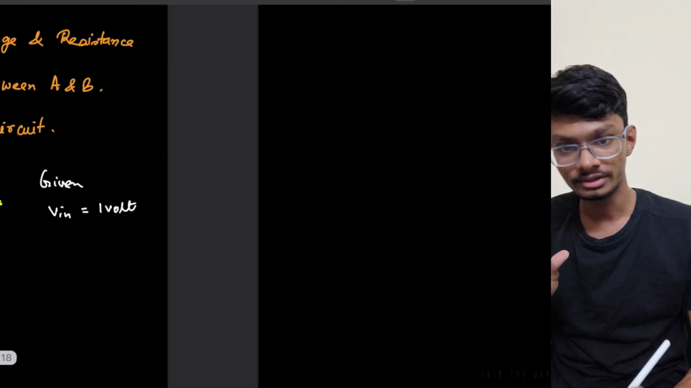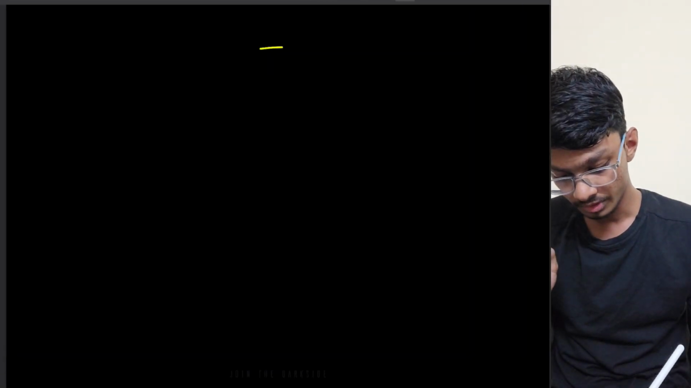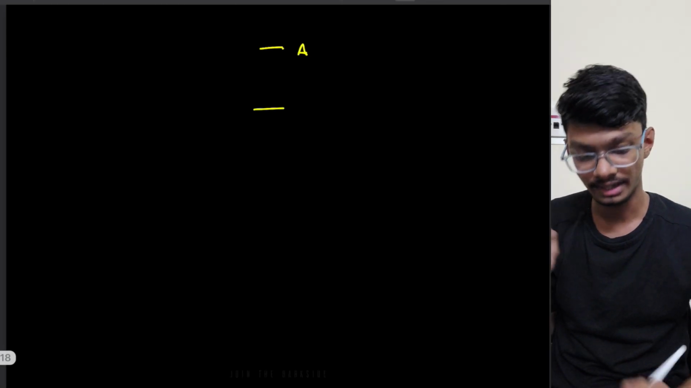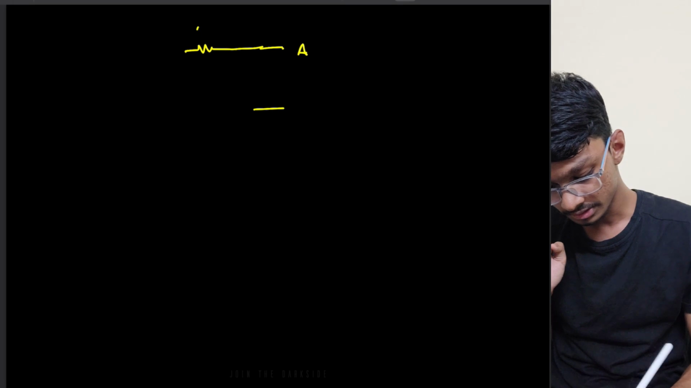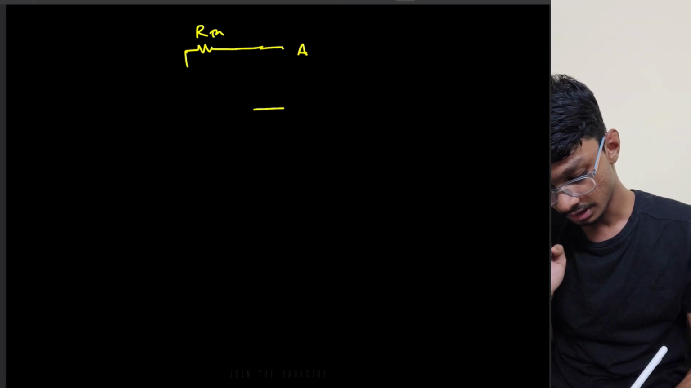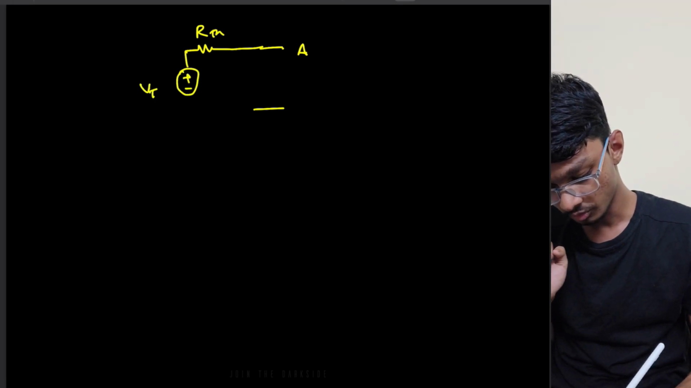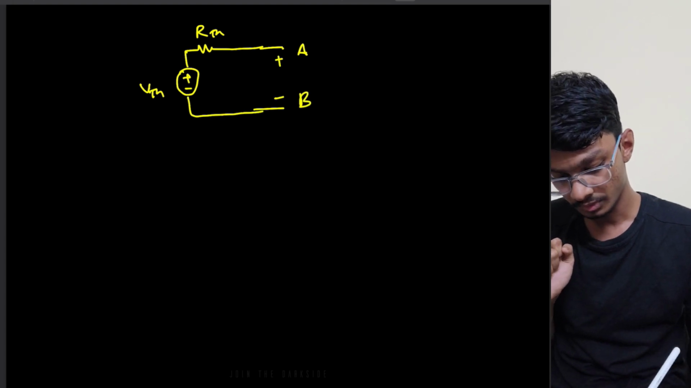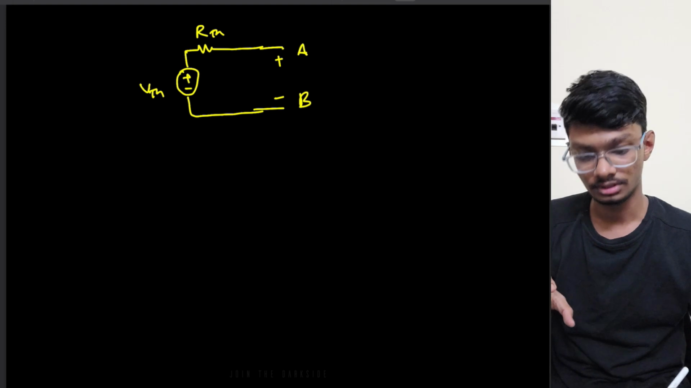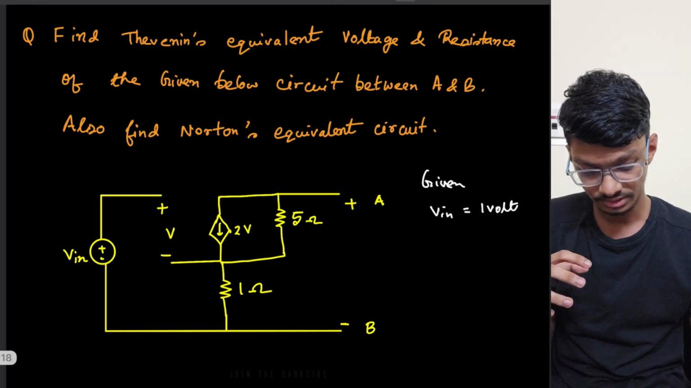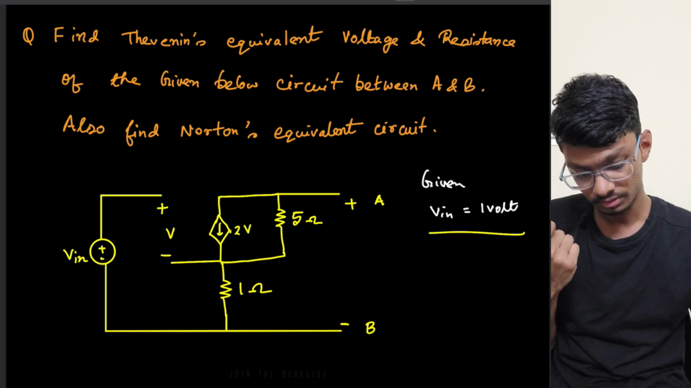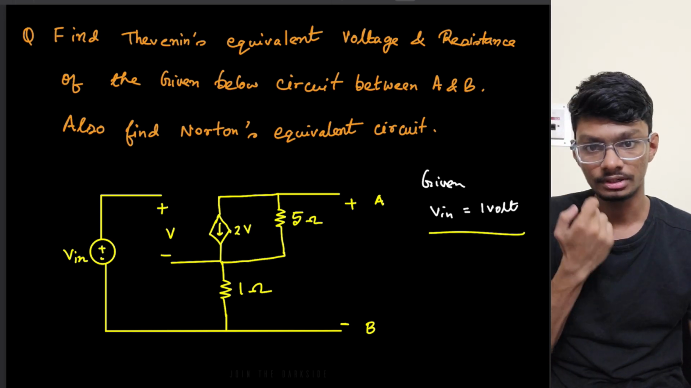Basically, if 2 points A and B are given, then between those 2 points we can convert the rest of the circuit into an equivalent resistance RTH and an equivalent potential VTH. And this is AB, so it can be converted like this. We have been given this circuit, and it states that the Vin voltage is 1, so we have to find the VTH and RTH.